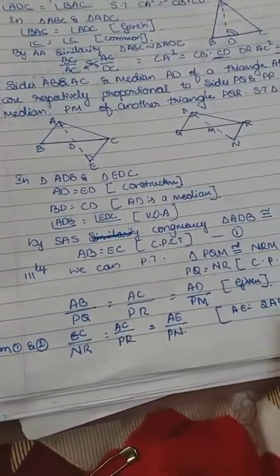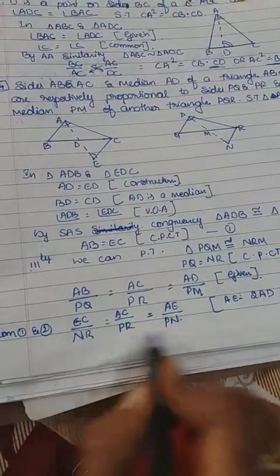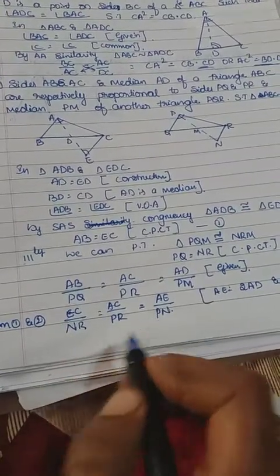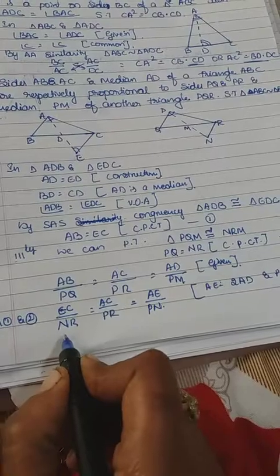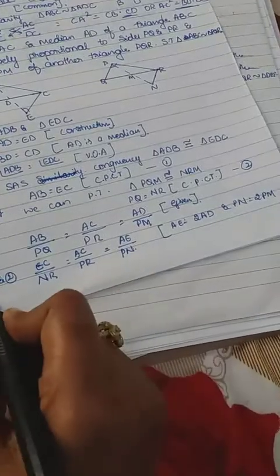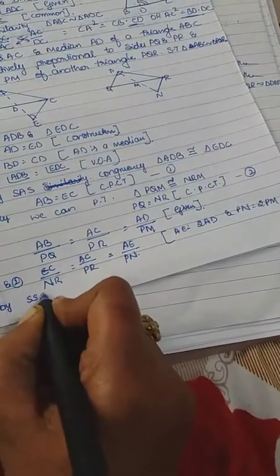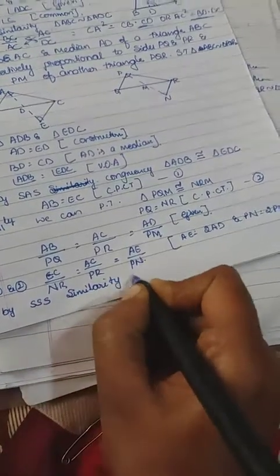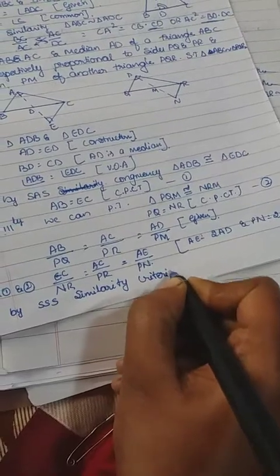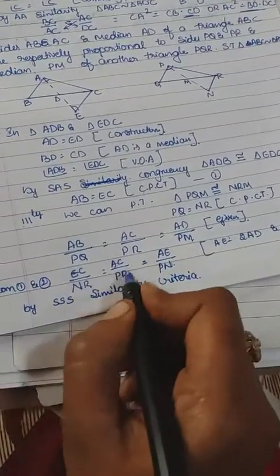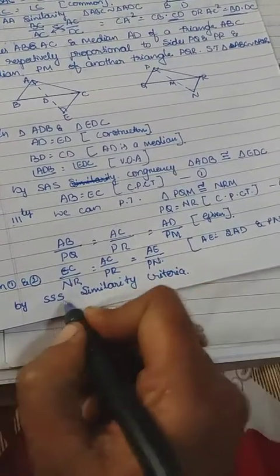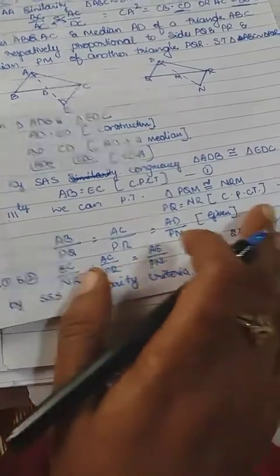Next, here all the three sides are equal. I mean EC equal to AC, that equal to AE, NR equal to PR, that equal to PN. If all the sides are equal, so by SSS similarity criteria we can write. Where it is SSS, didn't you check? Because here we have taken only three sides. So AC equal to AC, that equal to AE, NR equal to PR, that equal to PN. So that's why three sides, SSS similarity criteria.